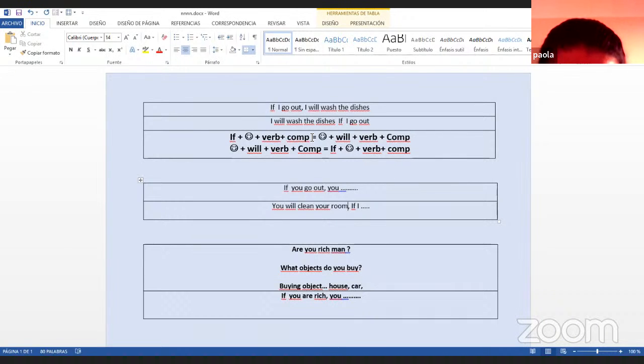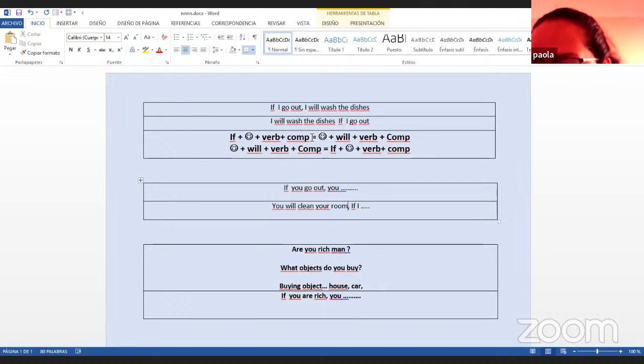Then in the last part, the critical thinking, in this case, I change it. I start asking, are you rich, boy or girl or man? And if they answer yes, I hope so, I am going to ask for some vocabulary about objects, like a house, car, watch, rings, etc. So I am going to ask, if you have money, what kind of objects do you buy?